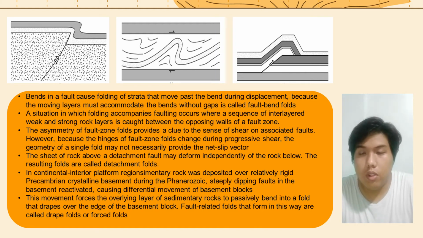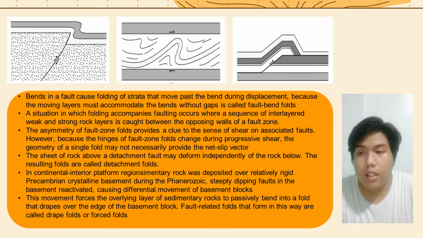Fault-zone folds form in situations in which faulting occurs where a sequence of interlayered weak and strong rock layers is caught between the opposing walls of a fault zone. The asymmetry of fault-zone folds provides a clue to the sense of shear on associated faults. However, because the hinges of fault-zone folds change during progressive shear, the geometry of a single fold may not necessarily provide the net slip vector.